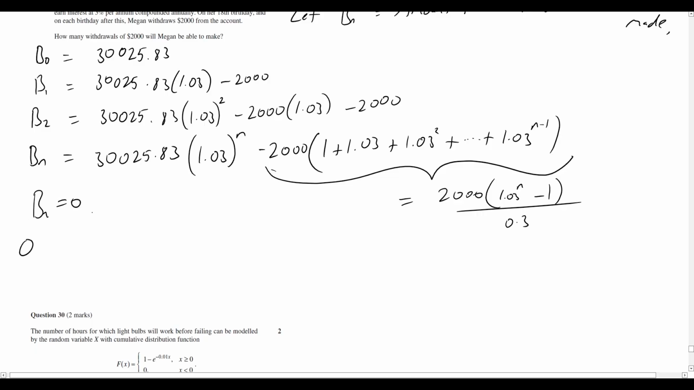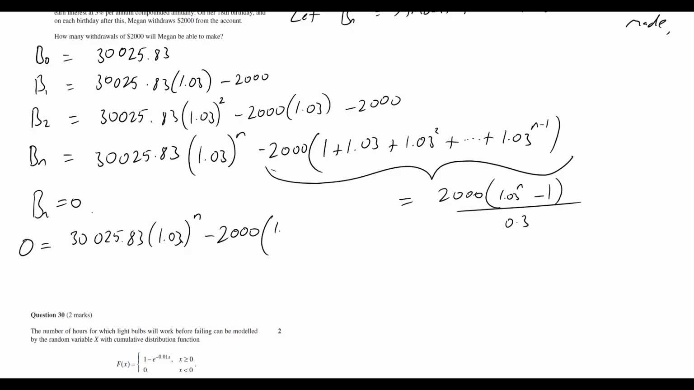So now we can work that out. So now we'll have 0 equals $30,025.83 times 1.03 all to the n minus 2,000 times 1.03 to the n minus 1 over 0.03. Okay, so what we should do here is probably add this right-hand term to the left-hand side, so that we're working with positive terms. And then we know that we can simply divide both sides by 2,000 and times both sides by 0.03. So let's see what we get then.